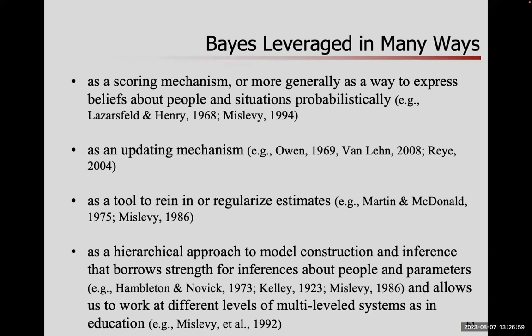But in preparing this, I want to go through what are the ways that I know of in measurement modeling in particular that Bayes has been particularly advantageous as a scoring mechanism for reasons we've talked about. Or more generally, how to express beliefs about people and situations probabilistically. As an updating mechanism, as data roll in, updating our beliefs. As a tool to rein in or regularize estimates. We've talked about those ideas already.